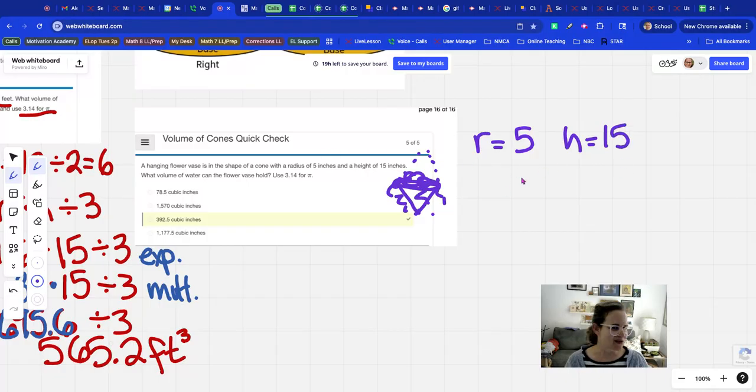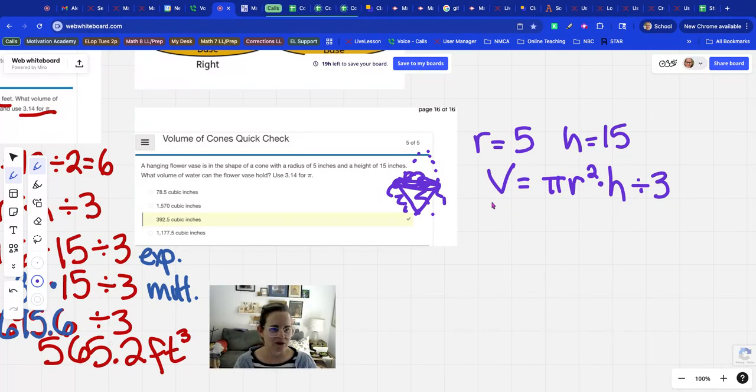All I have to do here is get my formula. Remember, that is the same as the volume of a cone. Area of the circular base, pi r squared, times the height, but then you've got to divide by 3, because the cone is only a third of the volume of the cylinder.